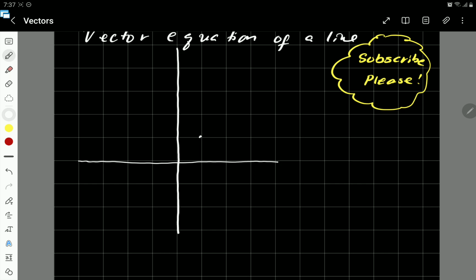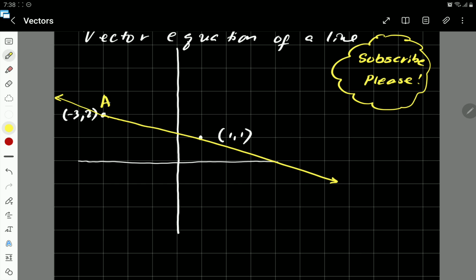So let's say that I have this point, and this point is (1, 1), and I have this point here, and this point is (-3, 2), and what I am looking for is the equation of a line. Alright, I am looking for the vector equation of a line. So let's say that this is my point A and that is my point B.